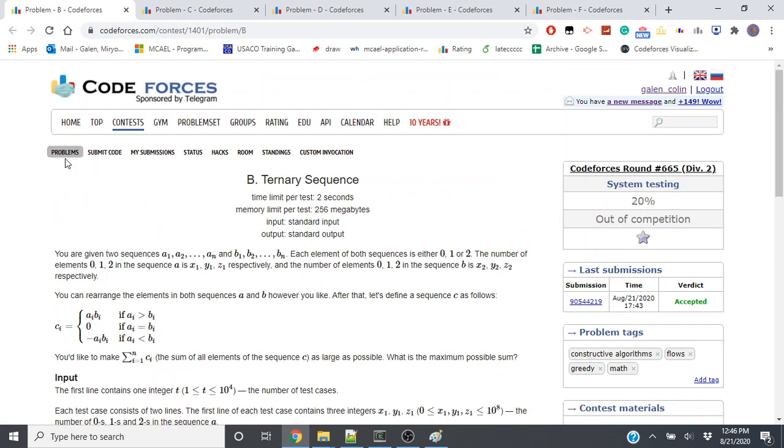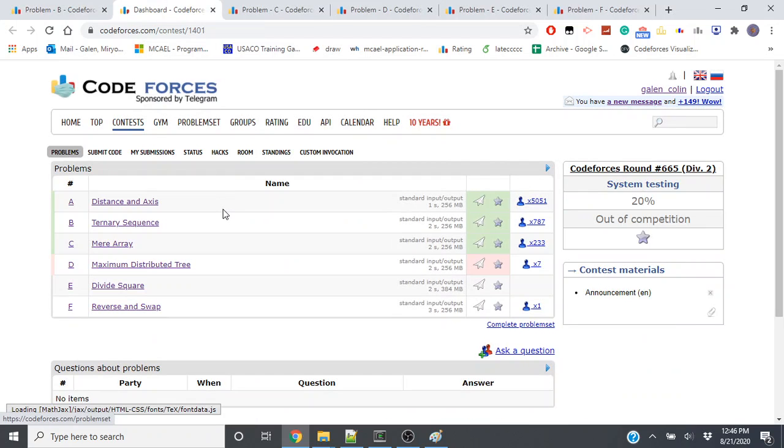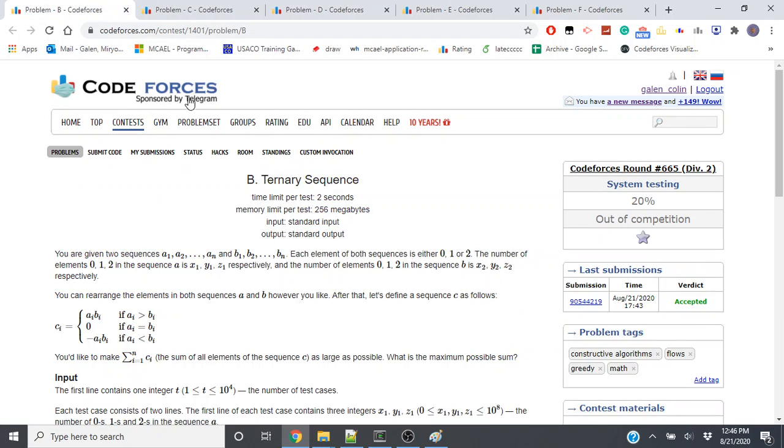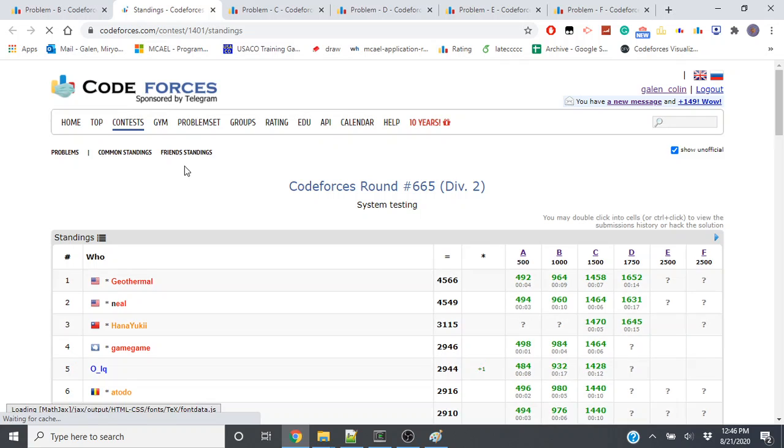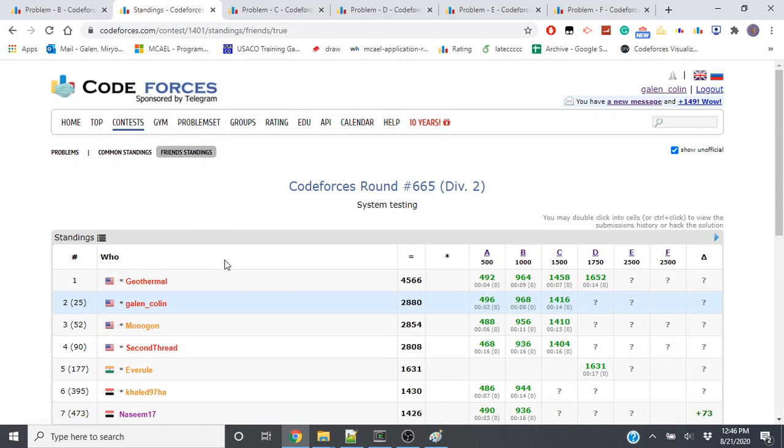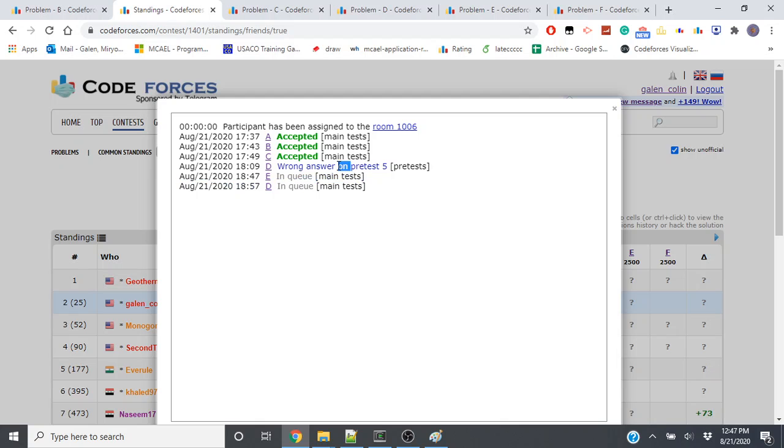Oh, nice. There are some system tests going on. We have A, B, and C already. Okay, where are we right now? We weren't actually doing that badly in terms of speed, but then we just totally died on D. That was not good.